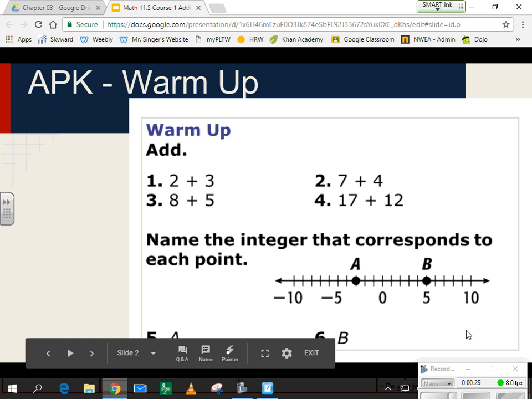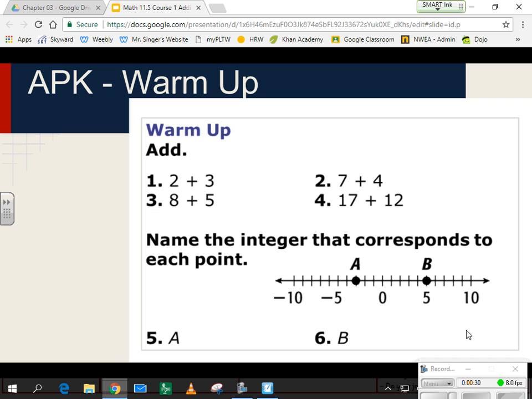All right, here's your warm-up. That will go away soon. You have 6 problems to do. The first 4 you're adding just regular integers that are positive. And then you got to be able to name the integer that corresponds to each point. So A and B, you just got to tell me what integer you see there.